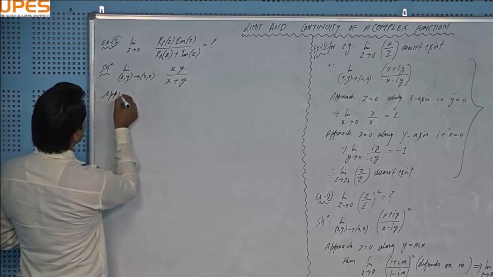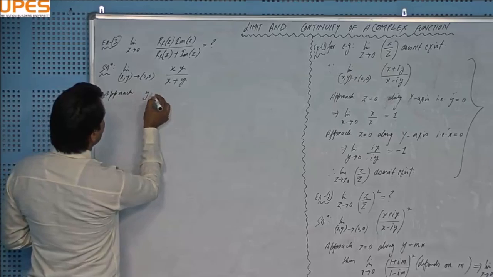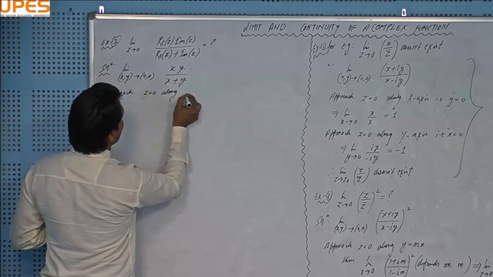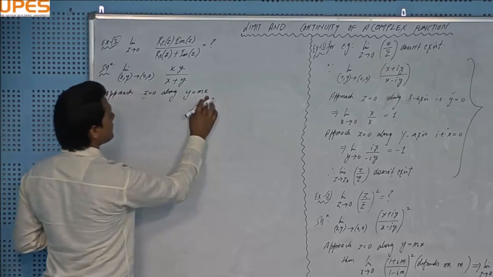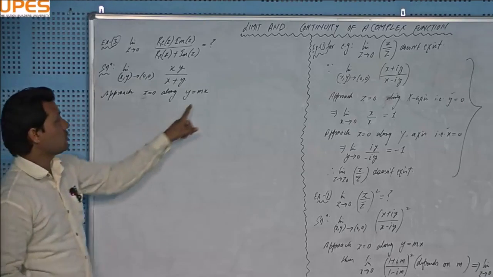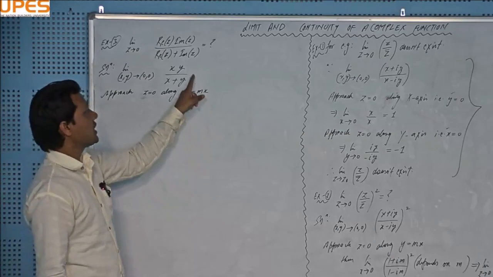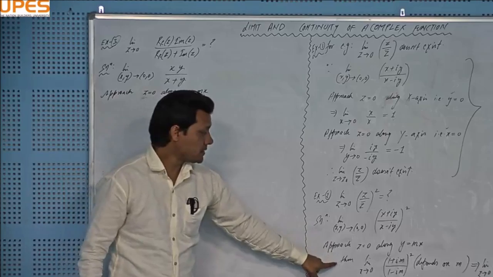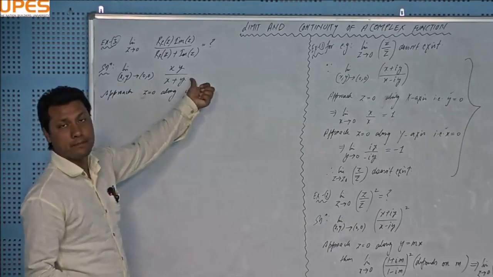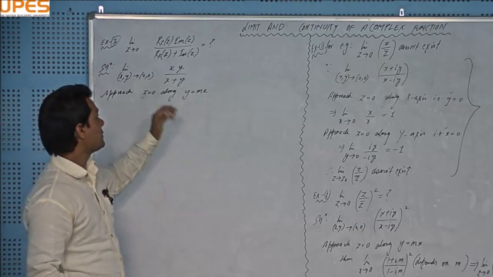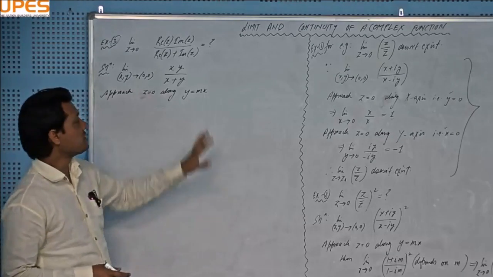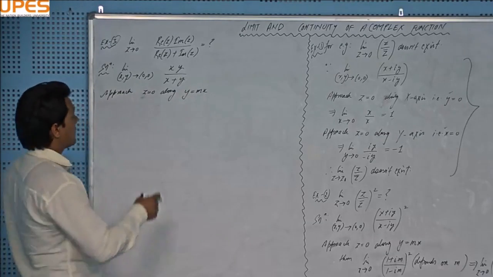Approach z equal to 0 along y equal to mx. This is an oblique line through the origin with arbitrary slope m. If the answer depends on m, like in my previous example, then I will say that the limit doesn't exist. But if it doesn't depend on m, then I will say that the limit has that value. Let us see what happens if I substitute y equal to mx.